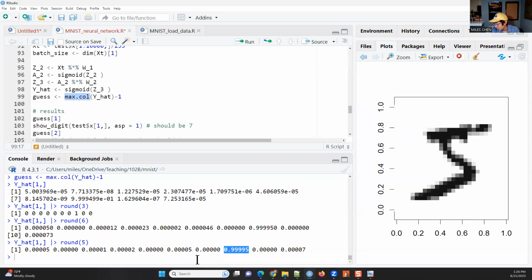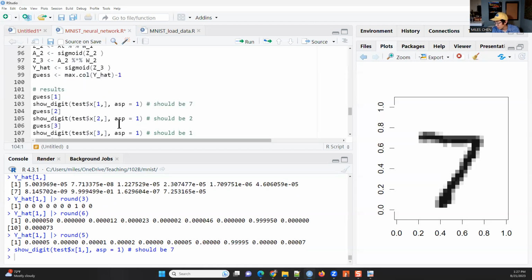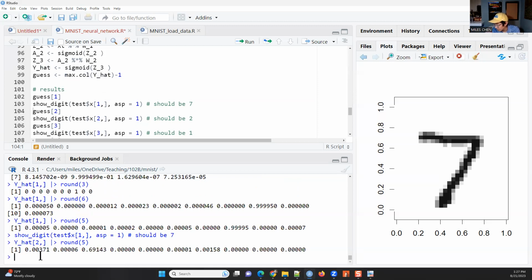So the guess here is going to be a 7, and we can say, well, what does this digit look like? And indeed, when we say show me the digit here, the digit is a 7. All right. What about the second entry in our test data set? Our results are not as good. We have 0.00371, 0.0006, 0.69143. So not quite as extreme as 0.99995, but 0.69. So that's the maximum value.